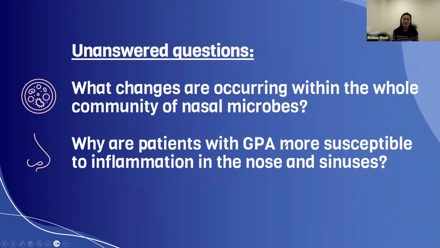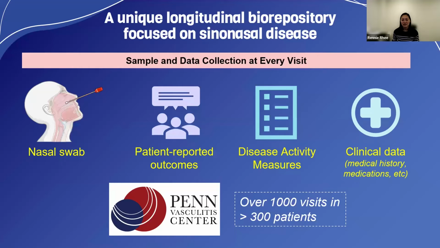So we wanted to leverage some existing technology that had come out through all of those studies of the microbiome, including these advanced sequencing technologies that were becoming more and more accessible to people doing research. To do this, we many years ago got a grant from the NIH to study sinonasal disease and ANCA-associated vasculitis. At every visit, we collected nasal swabs, patient-reported outcomes, and other clinical data from patients coming to the Penn Vasculitis Center who had a diagnosis of GPA.